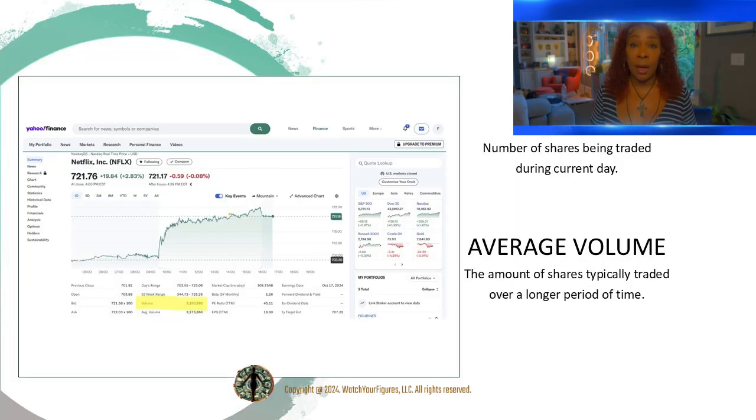Now we have our volume. Remember I told you volume was the number of shares being traded at any particular time. You look at your volume. Volume, for me, I love the volume. The volume tells me a lot. It tells me a lot about the fluctuation of a stock.